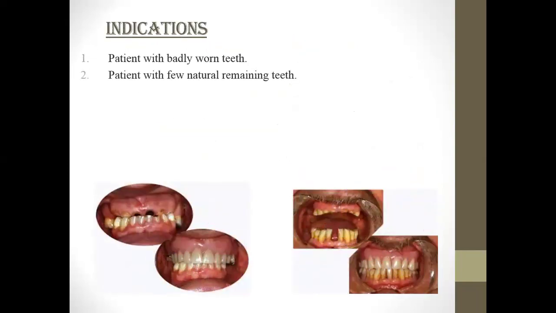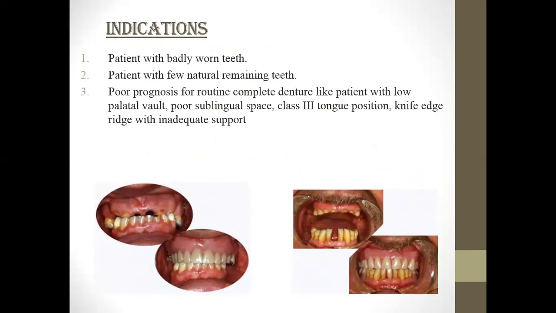Indications would be patients with badly worn teeth, patients with few remaining natural teeth, and the usual scenario in a complete denture where, at the end of case history, we categorize the case as having poor prognosis, like patients who have low palatal vault, or patients with poor sublingual space, or patients with class 3 tongue or knife edge ridge. So all these cases we categorize as poor prognosis with our routine complete denture. Especially if you follow this overdenture concept in these cases, it is going to help the prognosis.